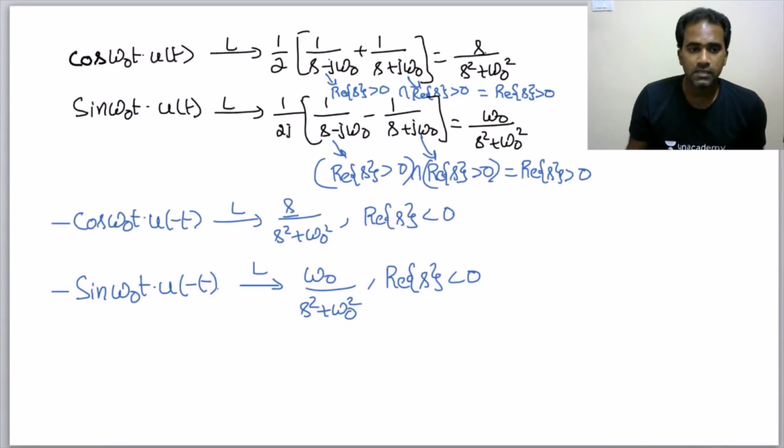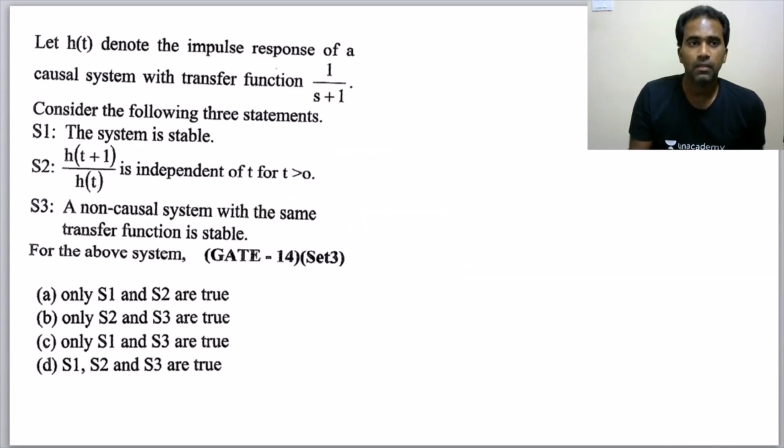Right. So let us discuss one more question. Let h of t denote the impulse response of a causal system with transfer function 1 by s plus 1. They're saying it is a causal system. So what is the inverse Laplace transform of 1 by s plus 1?